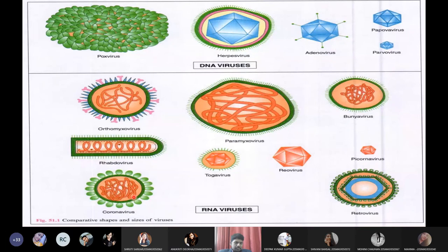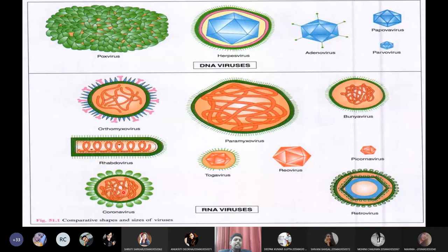And does it have peplomers? It has peplomers, yes. This is coronavirus, actually. So now you know some basic properties of coronavirus. Coronaviral symmetry is helical. Coronaviral shape is spherical. Overall shape is perfectly round. And it is an enveloped virus. So corona is an enveloped, spherical, helical symmetry virus.